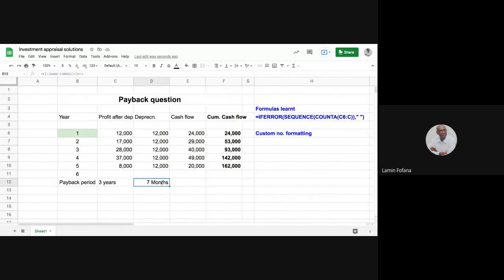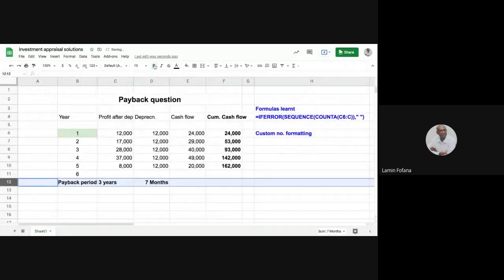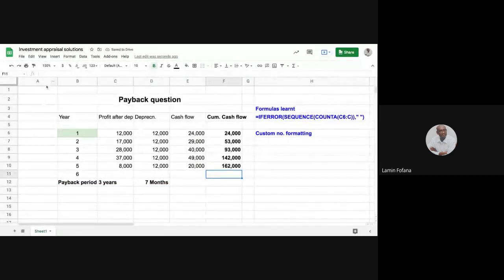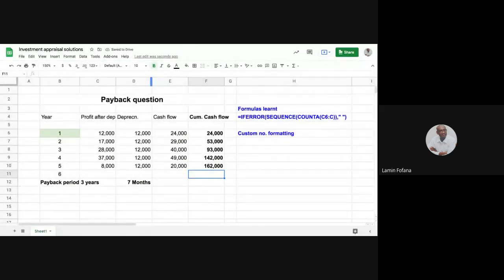But do you know how to do custom number formatting? Yeah, I think I can do it. You think you can do it? Okay. Right. So this is the way we do our payback period. So we know that this particular project is going to pay back within 3 years, 7 months. Okay. So we're going to move on. Any questions, please? This is very, very easy and straightforward. Pretty easy and straightforward. Any questions?